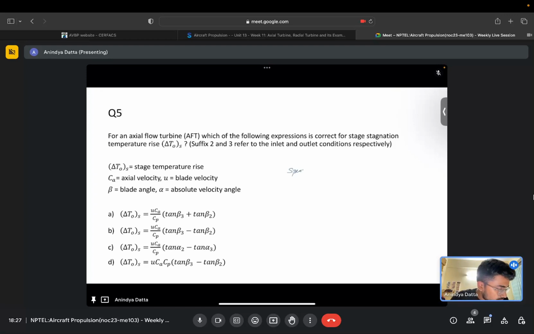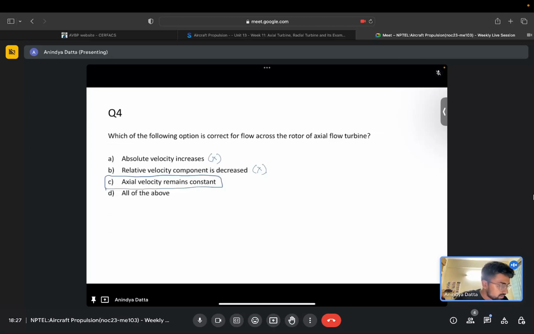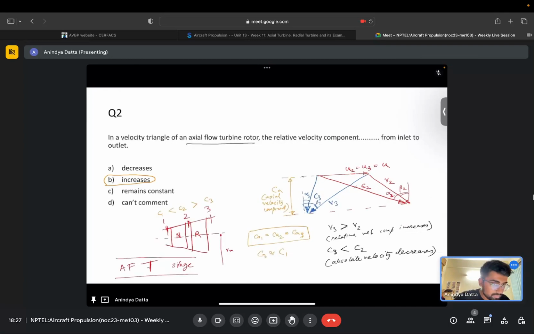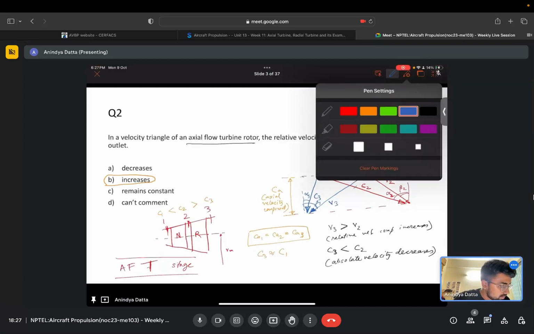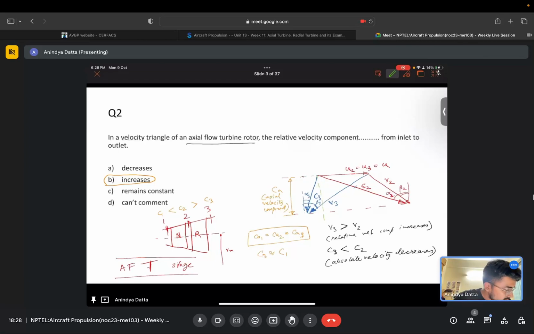We first write the specific work output. For an axial flow turbomachine, we have seen that the specific work output is equal to the blade speed times the change in the whirl component of velocity. If I go back to this velocity triangle and draw here the whirl components, this is our CW3, and this is our CW2.